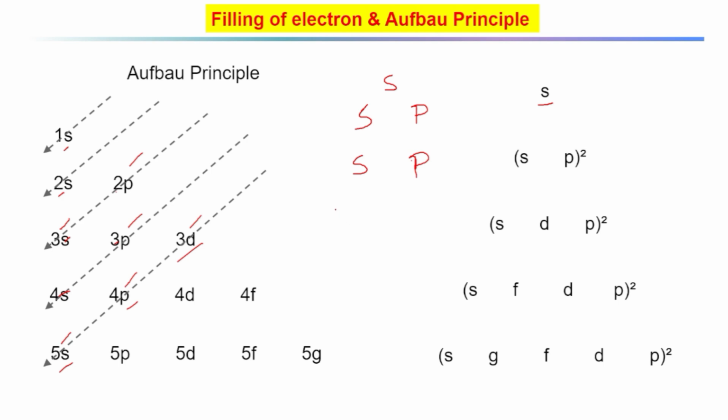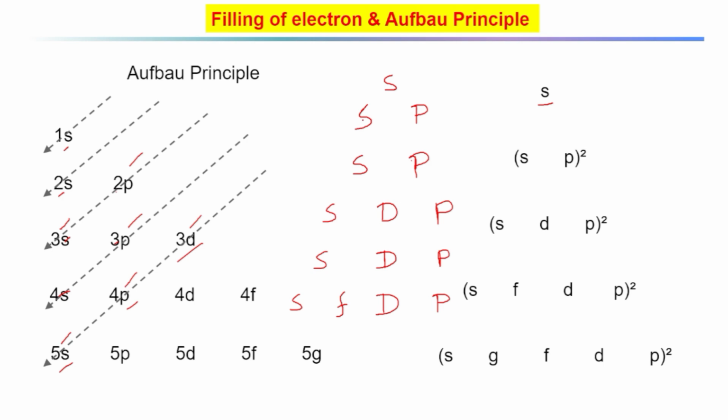now sdp square. So in the next line there will be s, d, p, and again another sdp because it was square. Next it will be sfdp square. So again next I have to write s, then f, then d and p. Similarly I have to write another sfdp, which I am not writing.